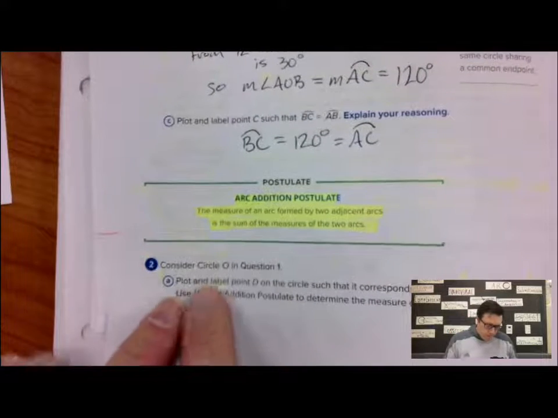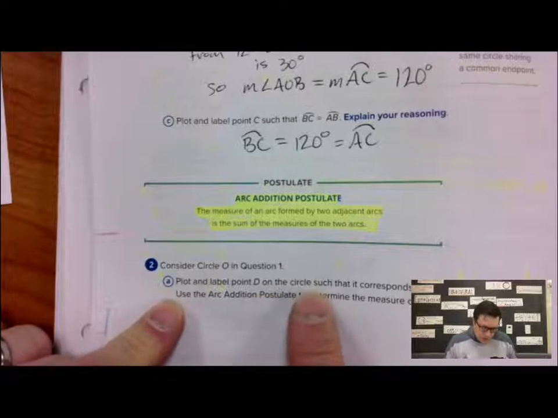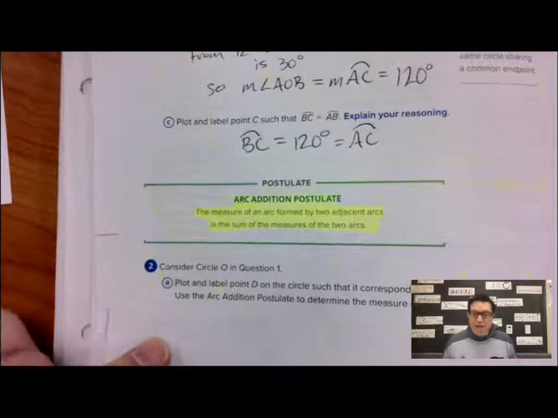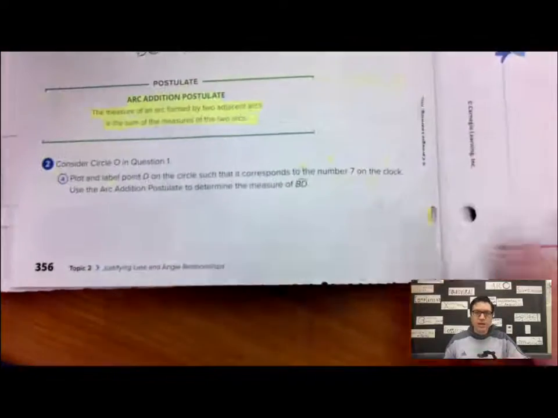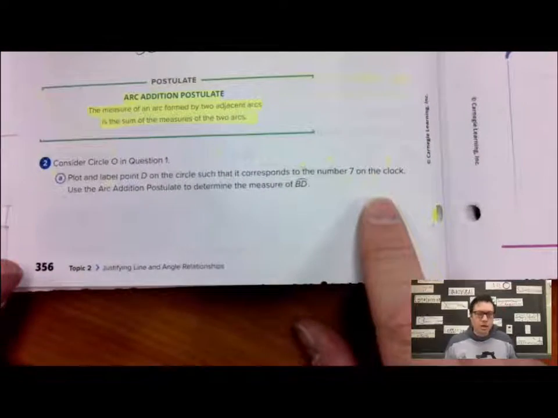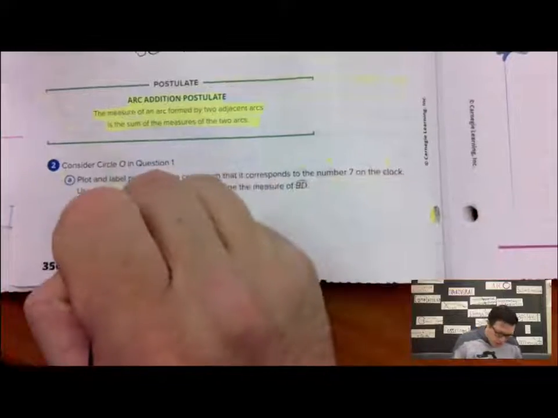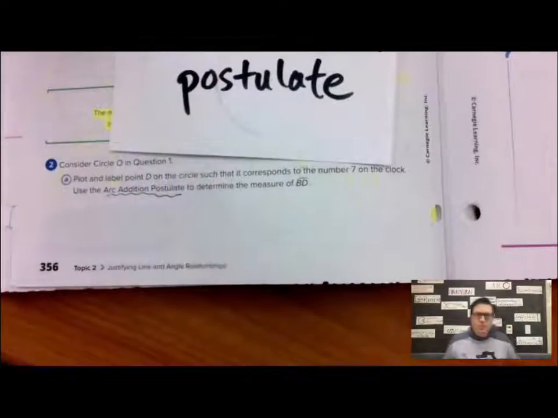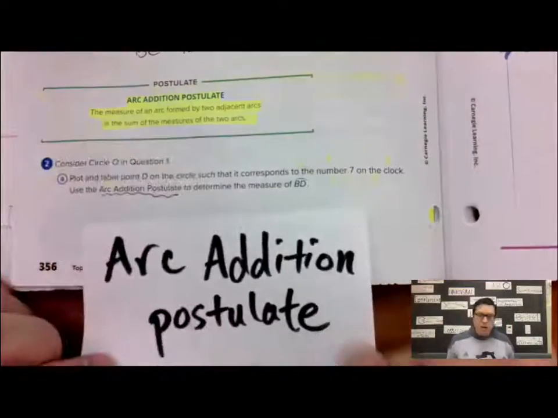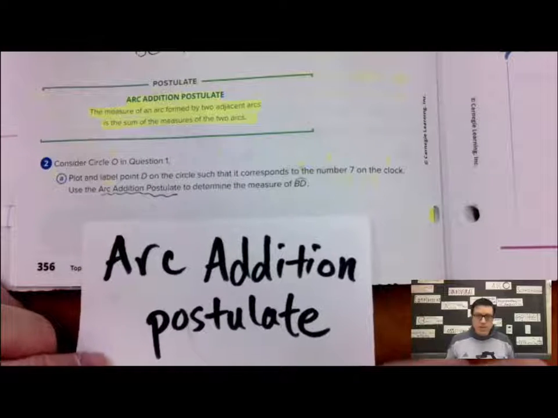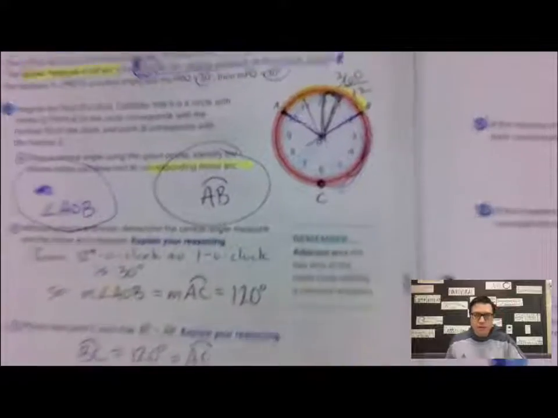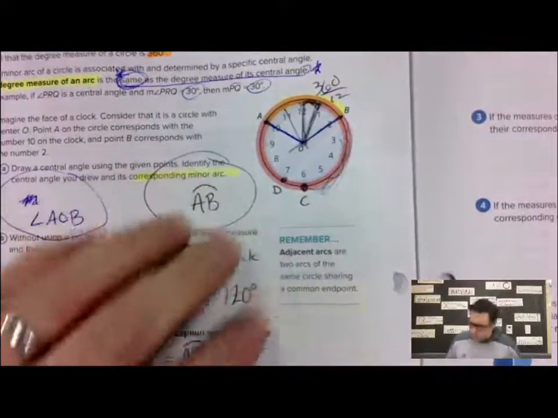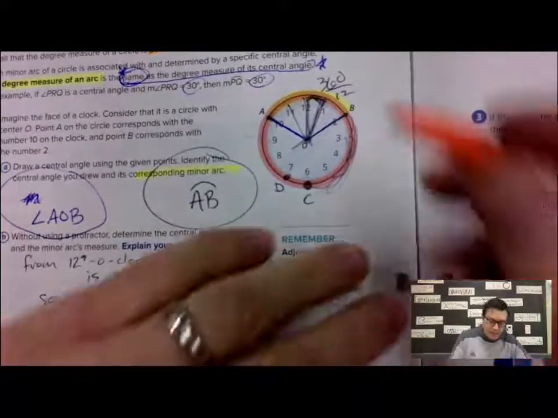Question 2. Plot and label point D on the circle so that it corresponds to the number 7 on the clock, and then use the arc addition postulate to determine the measure of arc BD. So that's the goal. I'm going to go back up to here. I'm going to put a number 7 on the circle and a point D right here. And I'm going to highlight it. I need some highlight color in here.